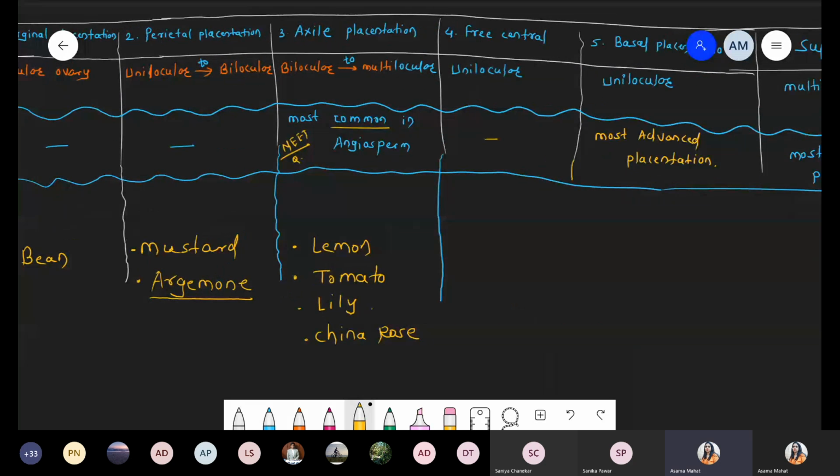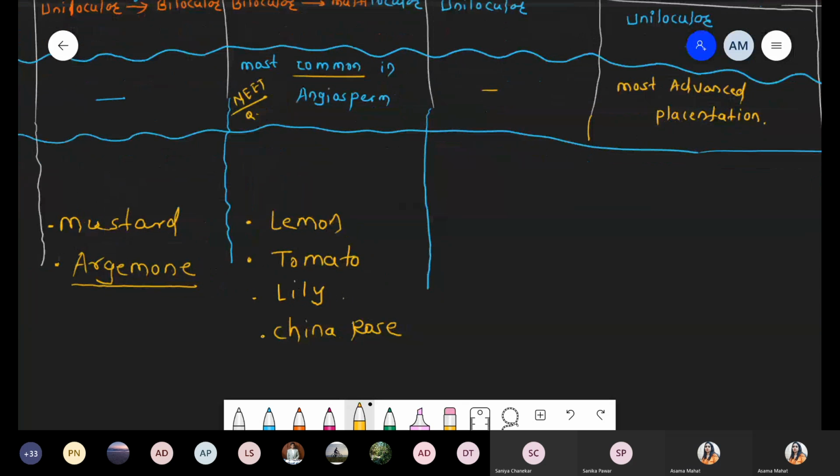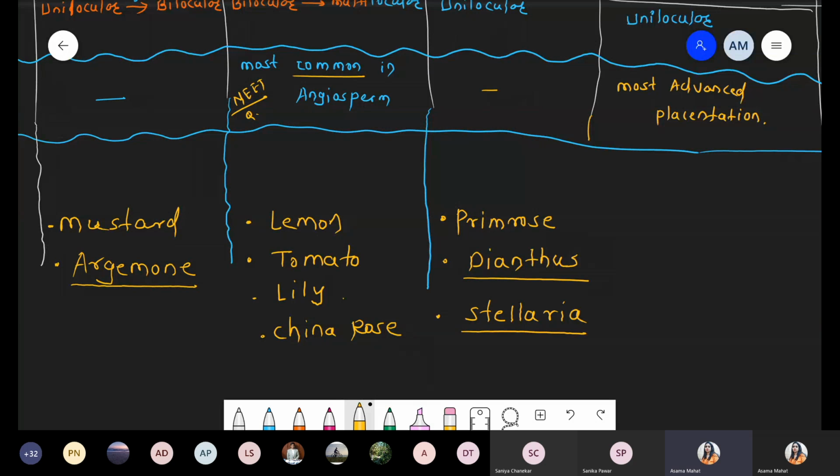Now write down under the free central. Under the free central, the example is primrose. Second example, Dianthus. Underline Dianthus. And the third example is Stellaria. Biological names, underline. So these are the three examples included under free central.